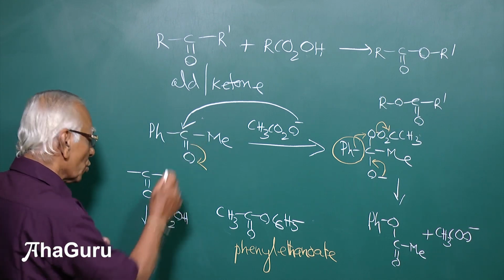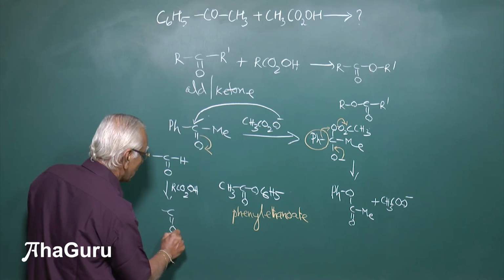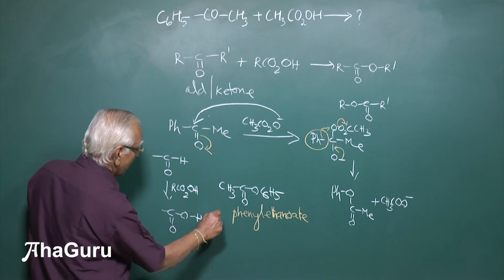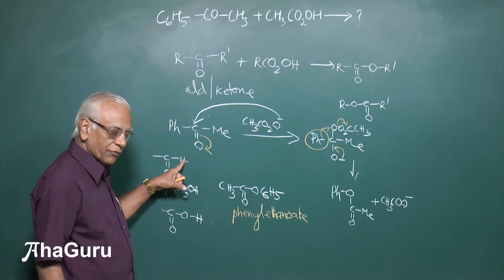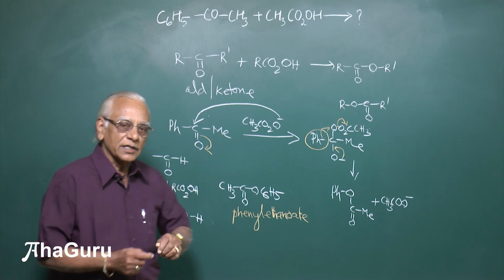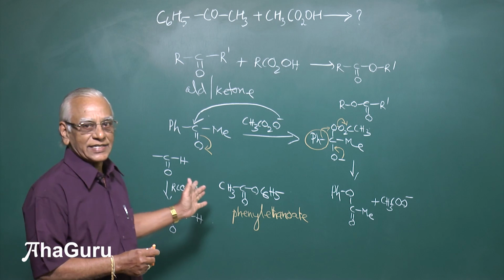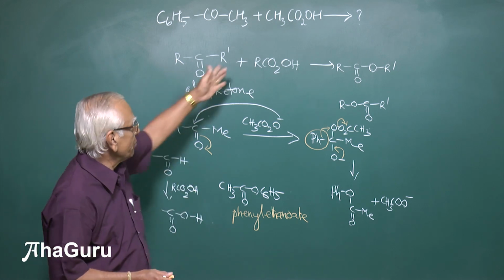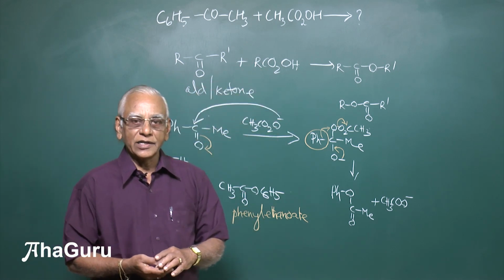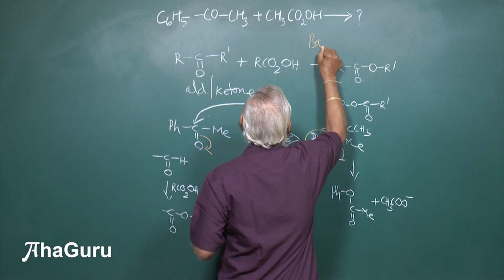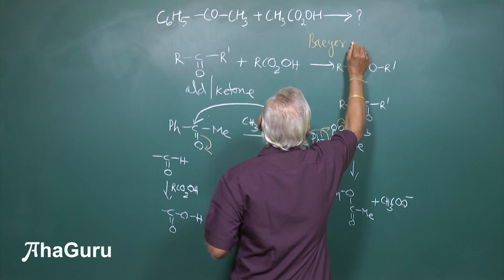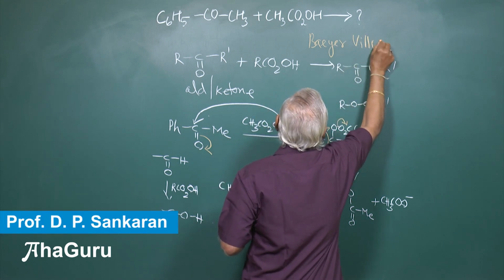Now, you don't need to know the mechanism. You see here, where have you introduced the inserted oxygen? Between this and this. We know pretty well that aldehydes are easily oxidized to carboxylic acid, and in fact, this can be explained by the Baeyer-Villiger oxidation. This is an example of Baeyer-Villiger oxidation.